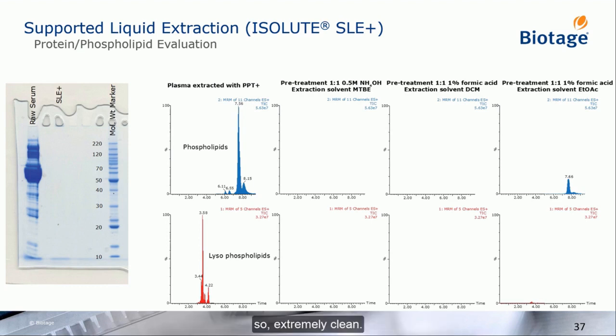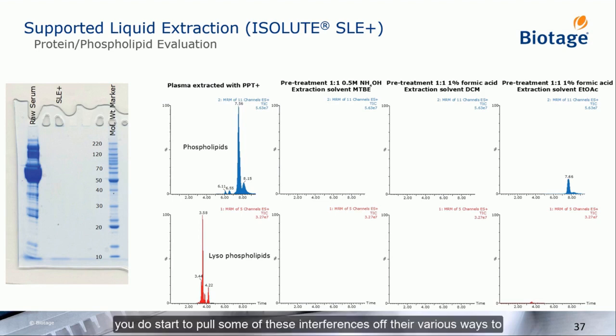So extremely clean. If you increase the polarity of your extraction slightly by using ethyl acetate, you do start to pull some of these interferences off. There are various ways to mitigate this. You use a slightly lower load volume, and that can completely remove these interferences again.